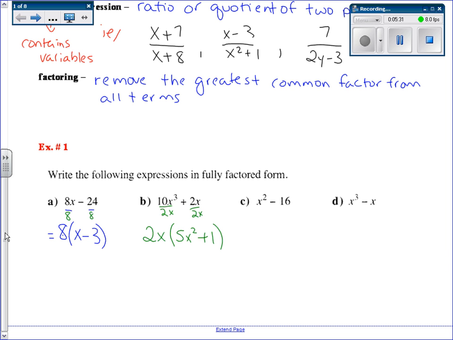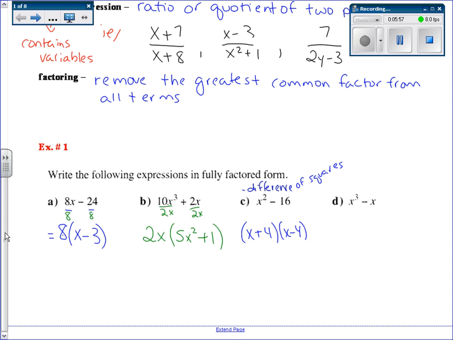Okay, C is a little bit more challenging because you have to factor that. You have to figure out what you multiplied to get x squared minus 16. And this is called a difference of squares. A difference of squares always factors to look like this. If both terms are squared, so x squared is a square, 16 is the square of 4, then you're going to have x plus 4 times x minus 4.